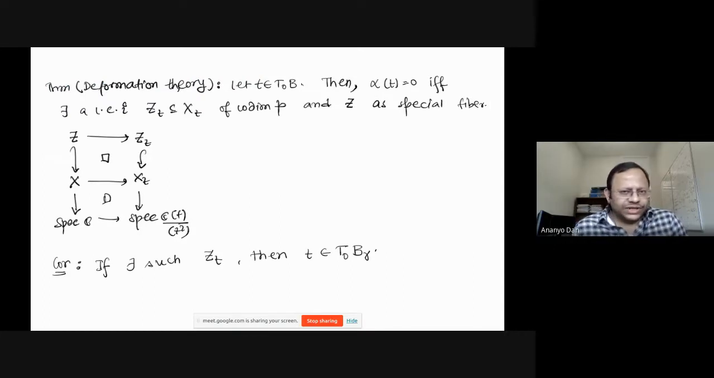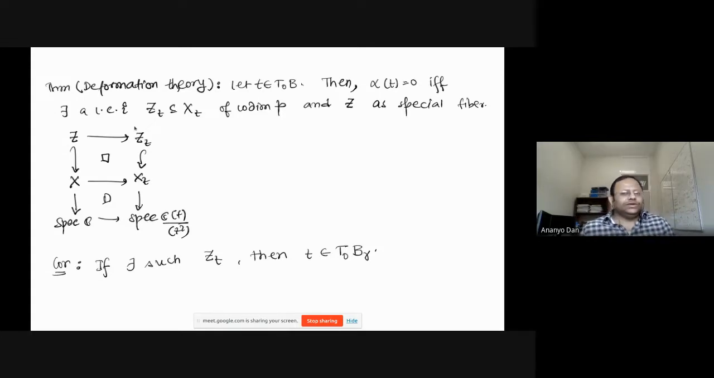So this nice conclusion that it gives in deformation theory is that alpha of t is 0 if and only if the subvariety that you started with, that is Z in here, deforms to a local complete intersection subvariety Z_t in here.